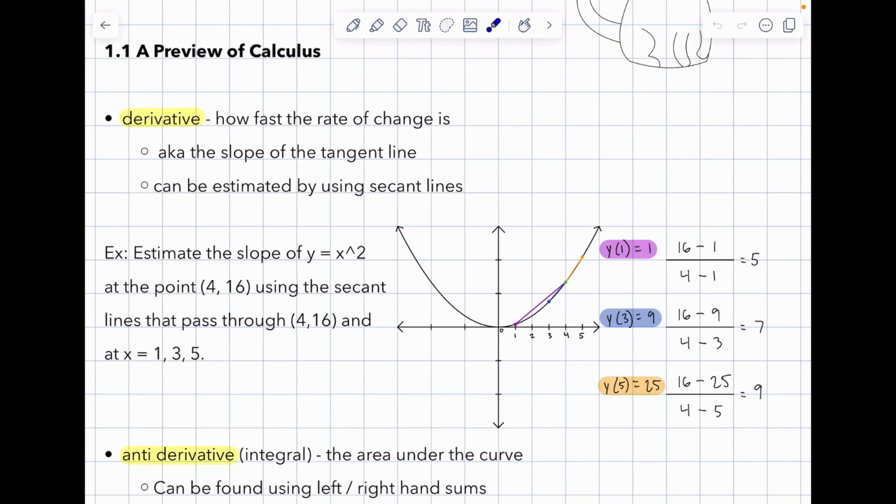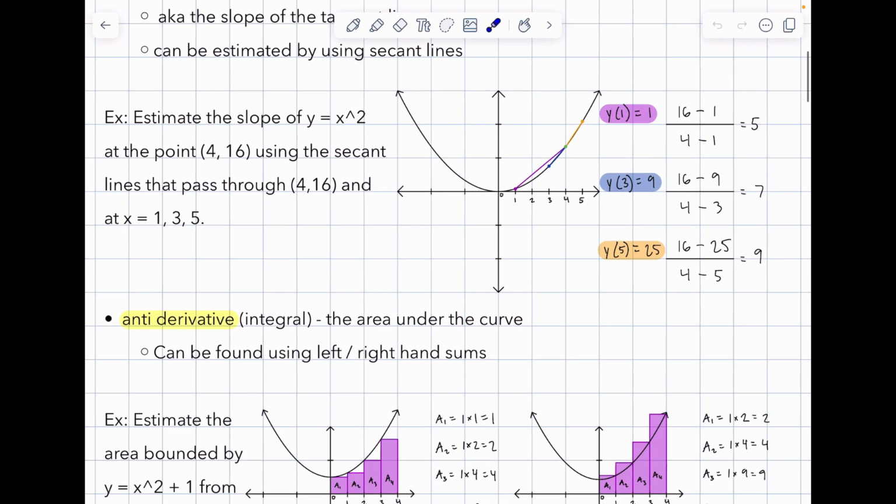So first, a preview of calculus. A derivative is how fast the rate of change is, and this rate of change could be anything from how fast water is pouring out of a pipe, or how fast somebody is pouring grains of rice into a container. This can also be called the slope of the tangent line, and you can estimate the derivative by using secant lines. So let's look at this example here.